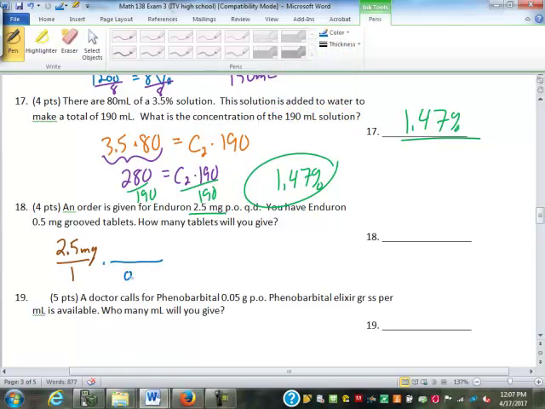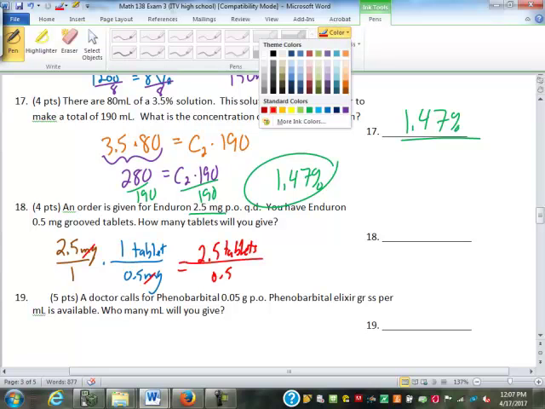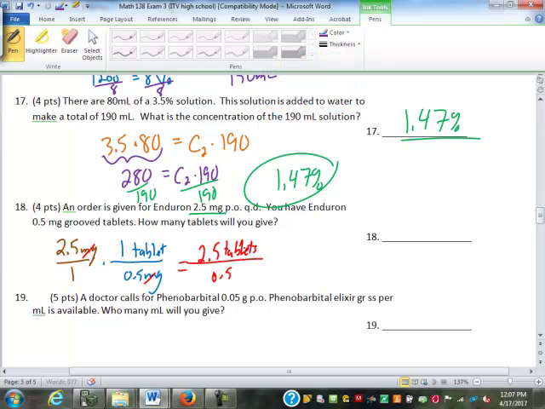We have 0.5 milligram tablets. That's 0.5 milligrams in 1 tablet. Milligrams go on bottom so that they cancel. 2.5 times 1 tablet is 2.5 tablets. 1 times 0.5 is 0.5. And we divide out the 0.5 to make it a unit rate. 2.5 divided by 0.5 is 5 tablets.